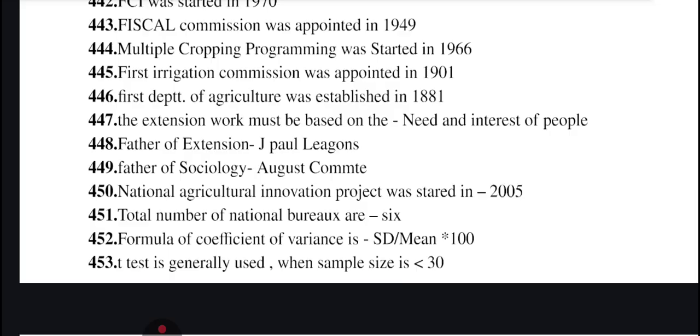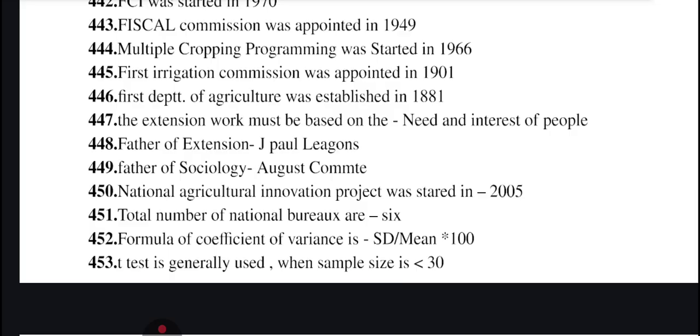Extension work must be based on need and interest of people. Father of extension is Paul Liggins. Father of sociology is Auguste Comte. National Agriculture Innovation Project started in 2005. Total number of national bureaus are 6. Formula of coefficient of variation is standard deviation divided by mean into 100.